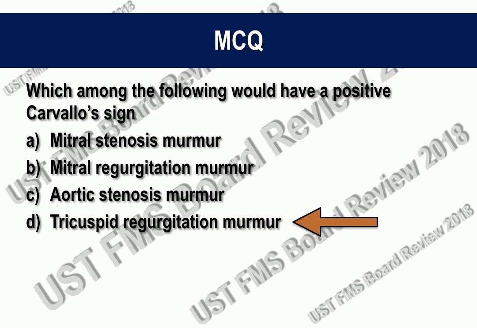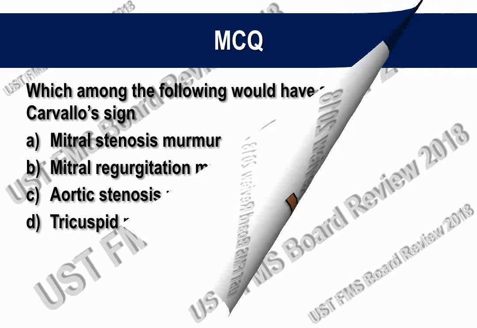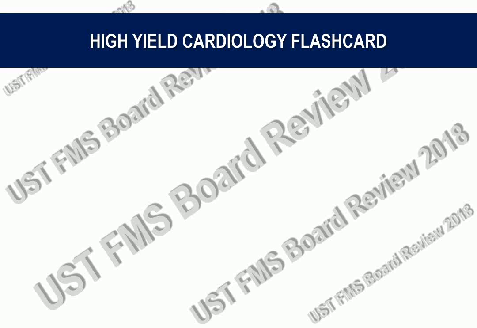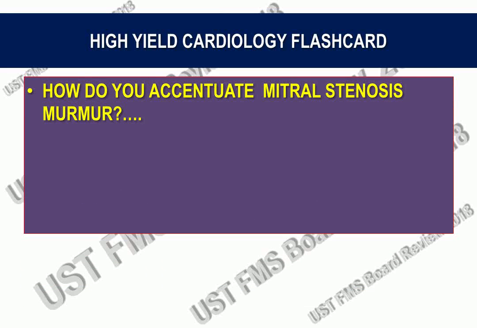So the answer here is a tricuspid regurgitation murmur, because when you inspire, you increase venous return that goes to the right side of the heart, and naturally increased venous return increases the flow across a particular valve, and that will accentuate a murmur caused by a valvular lesion on the right side, and that's consistent with the tricuspid regurgitation murmur. Flashcard. How do you accentuate a mitral stenosis murmur?